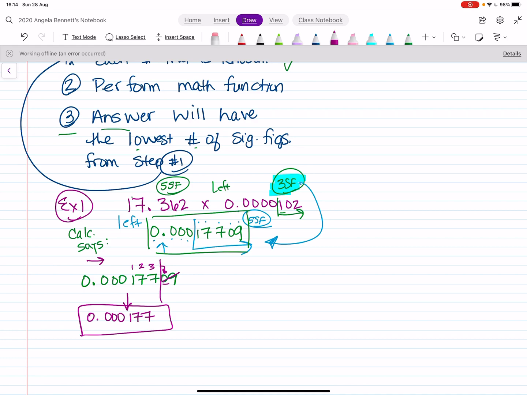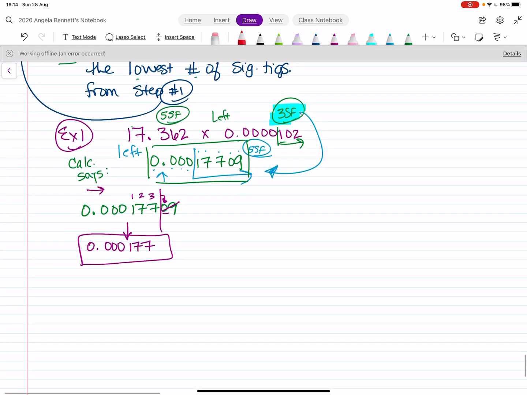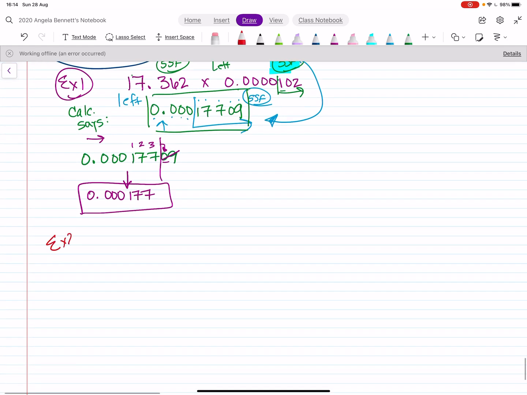Okay, let's do one more really quick. Example 2. How about 32.15 divided by 0.014. So I'd add another number. So 32.15 divided by 0.0142.